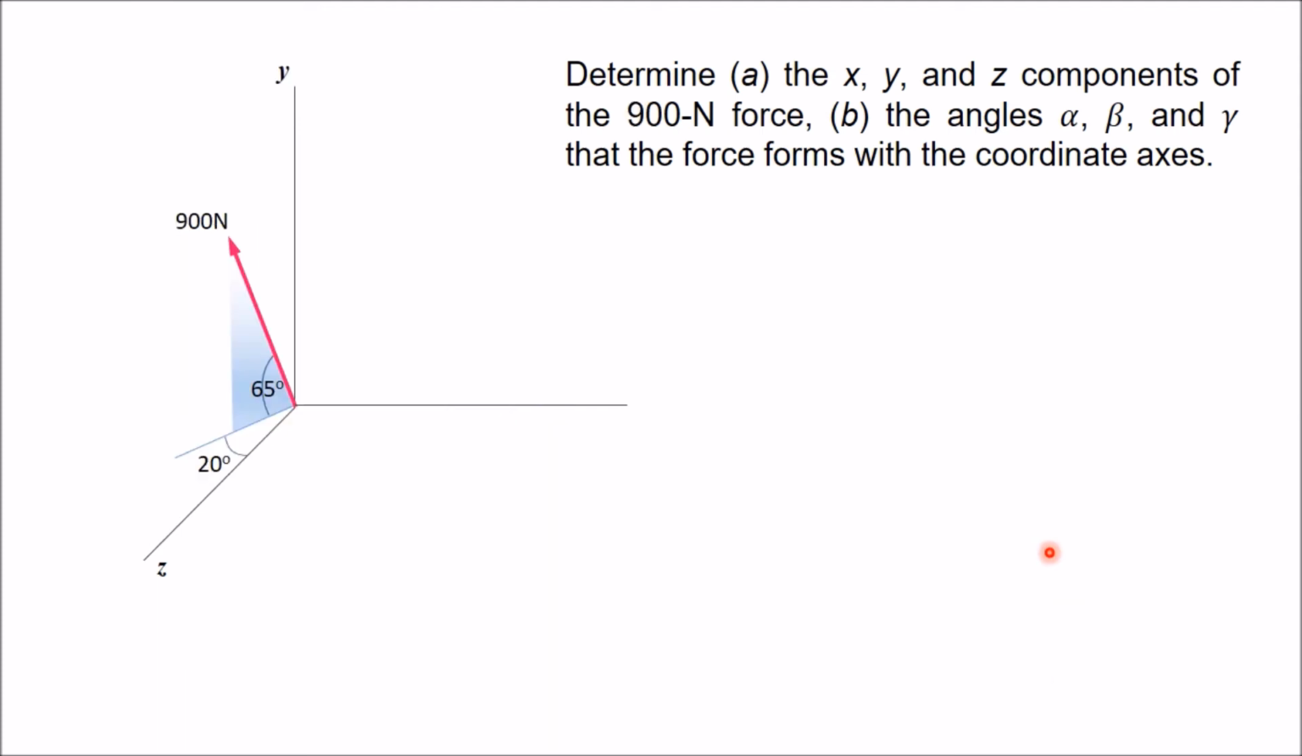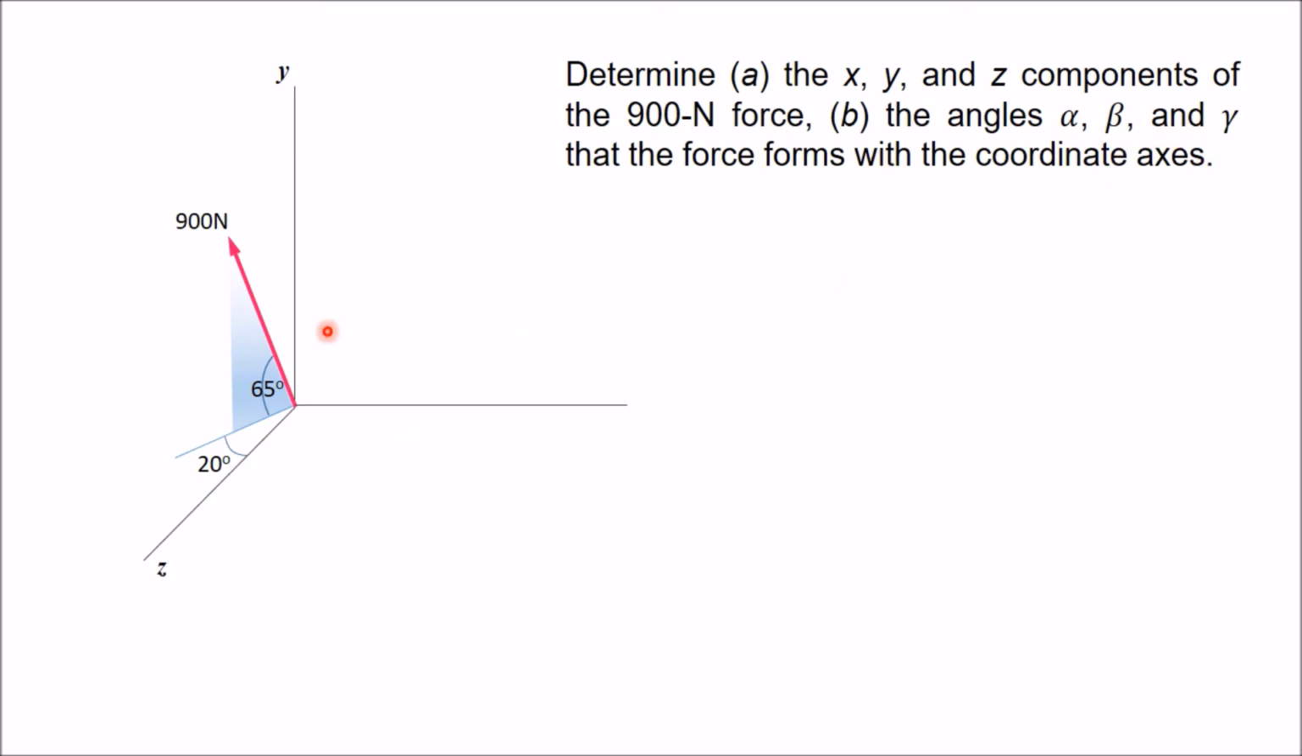Now for your work, there is another problem. Here a 900 Newton force is acting in this plane, the blue color plane, along with the y-axis, and this force is making an angle of 65 degrees from this line, and this line is making an angle of 20 degrees from the z-axis. This line is lying in the xz plane. You have to determine the x, y and z components of the 900 Newton force and the angles alpha, beta and gamma that the force forms with the coordinate axes.